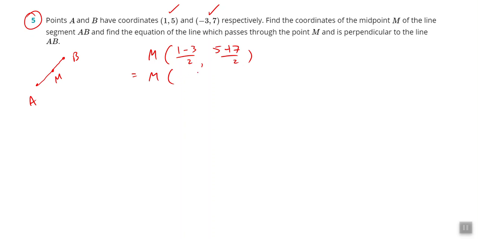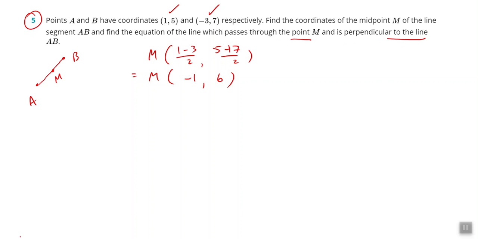So the midpoint would equal, this will be -2 on 2, so it's -1, and 12 divided by 2 is 6. Okay, so that's the midpoint. Alright, we're done with the midpoint. Now we want to find the equation of the line which passes through M that's perpendicular to the line AB.